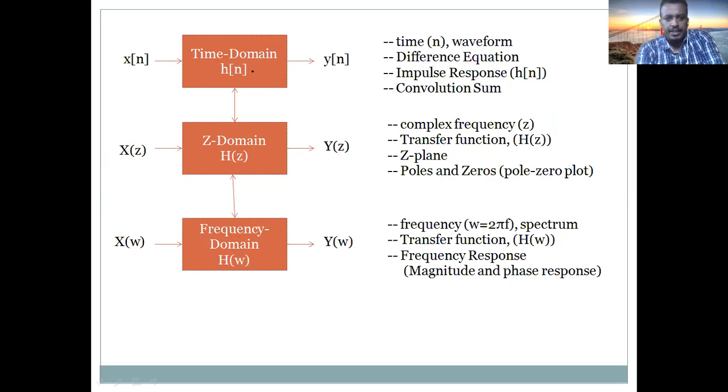Now, just like impulse response in time domain and H of omega transfer function in frequency domain, when you come to Z domain, the system is represented by a transfer function H of Z. We'll see that using examples. Another very important thing we are going to discuss in the Z domain view of a discrete time system is the Z plane.